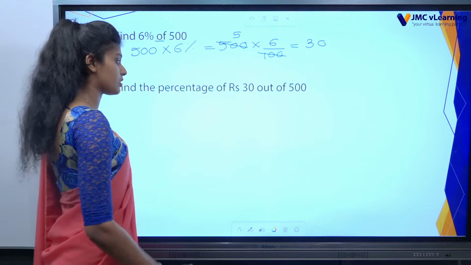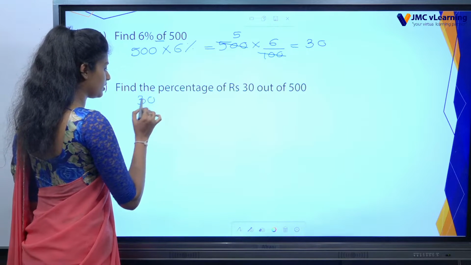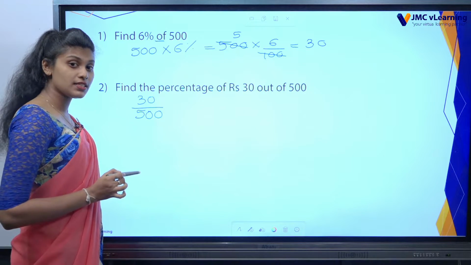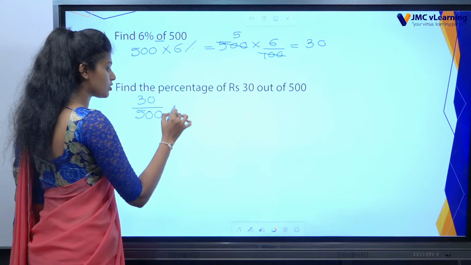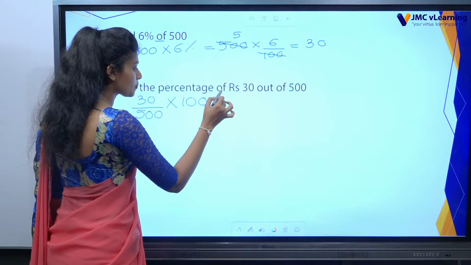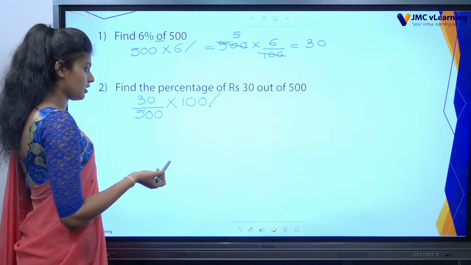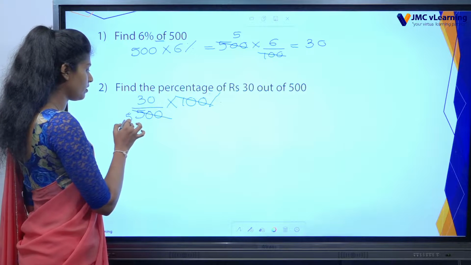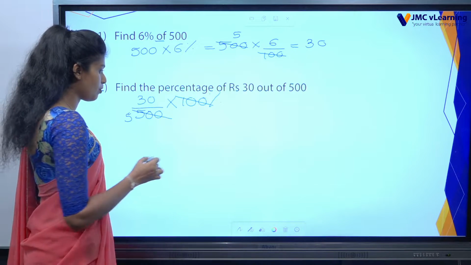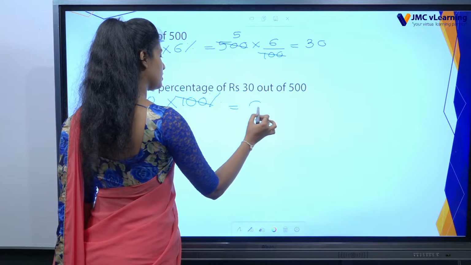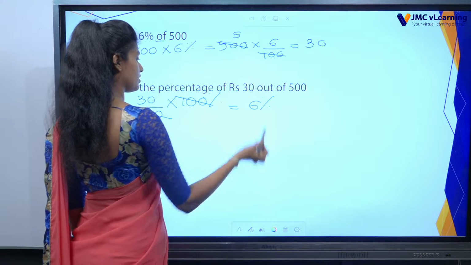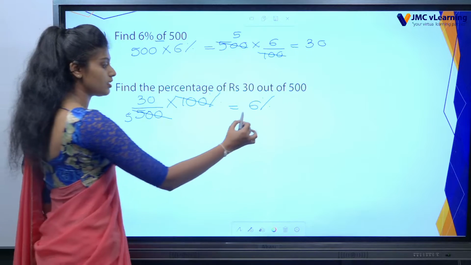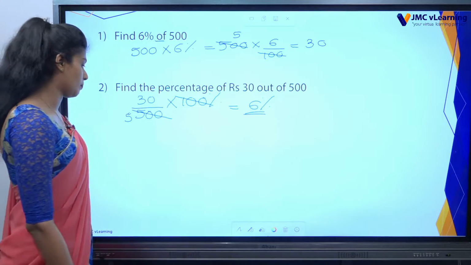Then find the percentage of 30 out of 500. How can you write it as a fraction? 30 out of 500 as a percentage. To find the percentage, you have to multiply it by 100%. Then by dividing by 100, here 5, then 30 divided by 5, the answer is 6%. We have found the percentage, so the percentage is 6%.